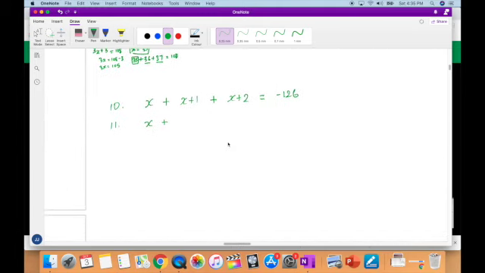Twice and thrice. x plus 2 times x plus 1 plus 3 times x plus 2, and that is going to be equal to what? Negative 76. Alright. Number 12. 2x plus 2x plus 2. And that is equal to what? 106.